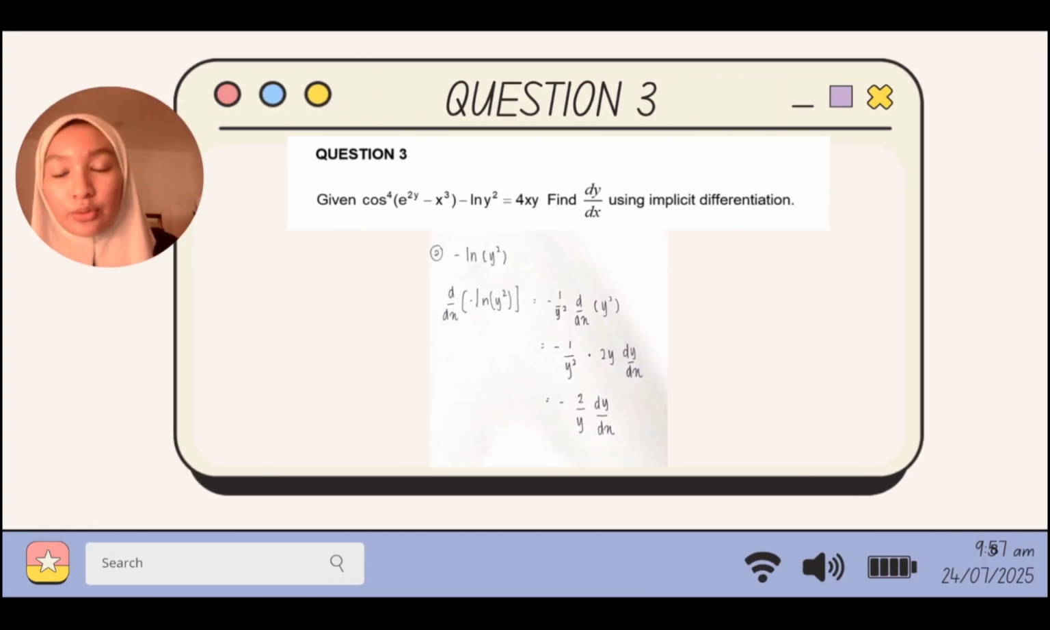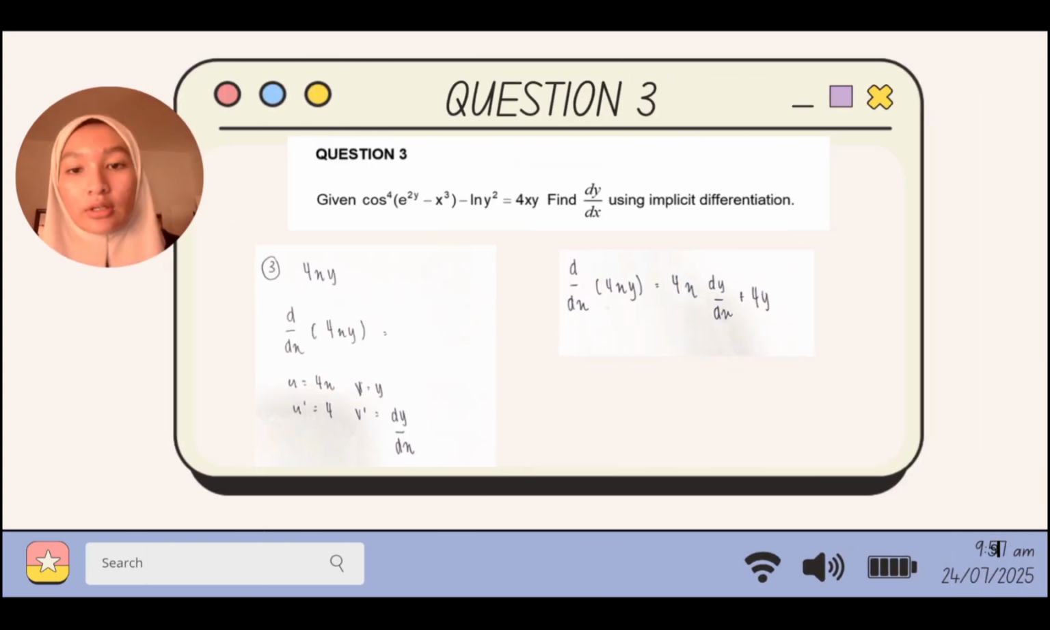So for the next part, we are going to differentiate negative ln y squared. So d over dx of negative ln y squared is going to be negative 2 over y dy/dx. Next, we are going to differentiate our right hand side, which is 4xy. By using the product rule, d over dx of 4xy equals 4x dy/dx plus 4y.